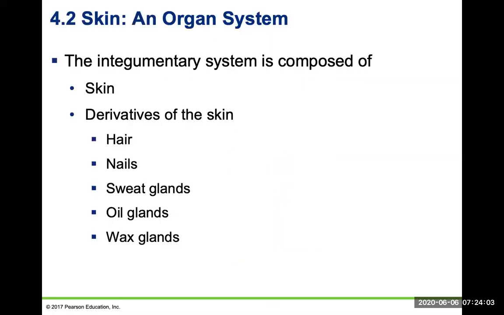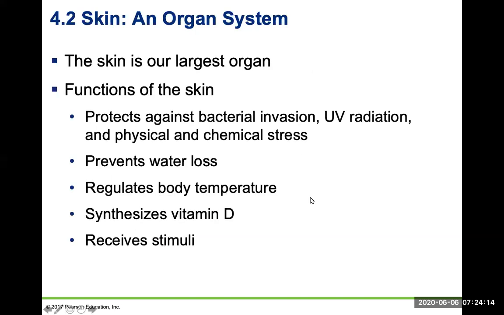Then the integumentary system is composed of skin and any derivative of skin, such as your hair, your nails, sweat glands, oil glands, wax glands. The skin is our largest organ, so we call it an organ. Functions of the skin are protection. It's kind of your body's first line of defense against bacterial invasion, UV radiation from the sun, and any sort of physical and chemical stress.